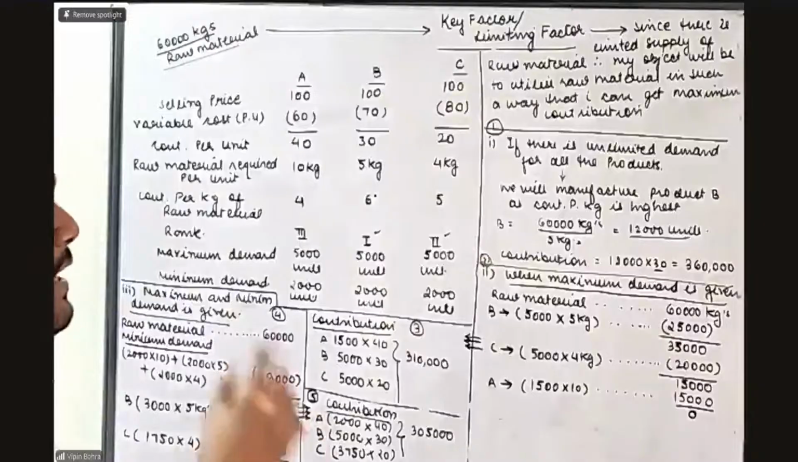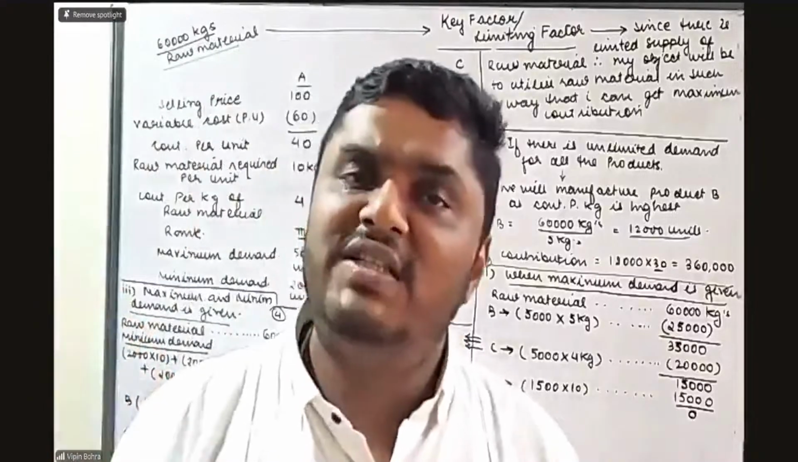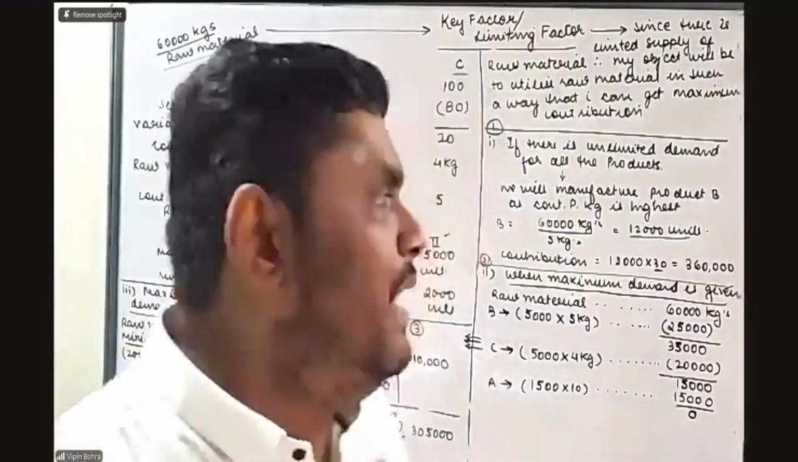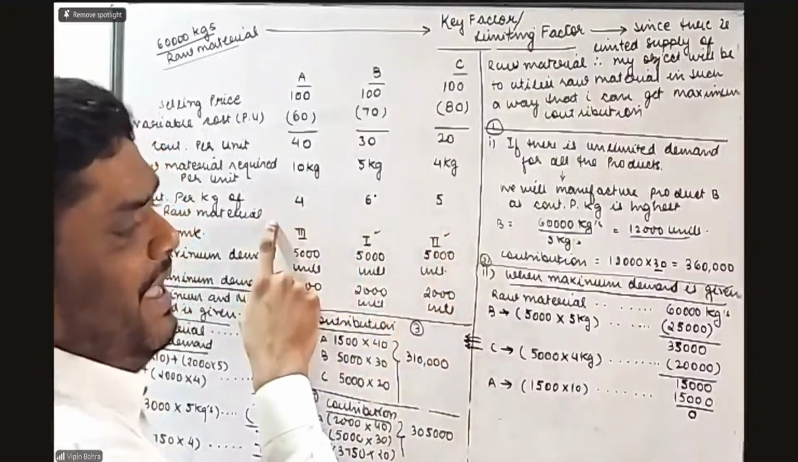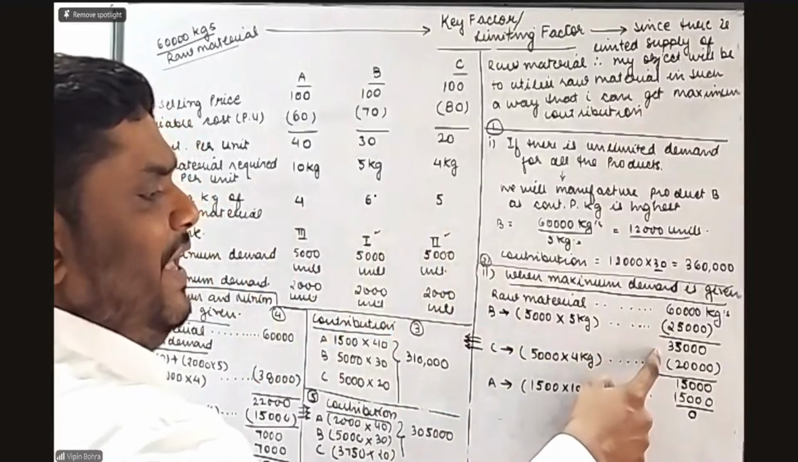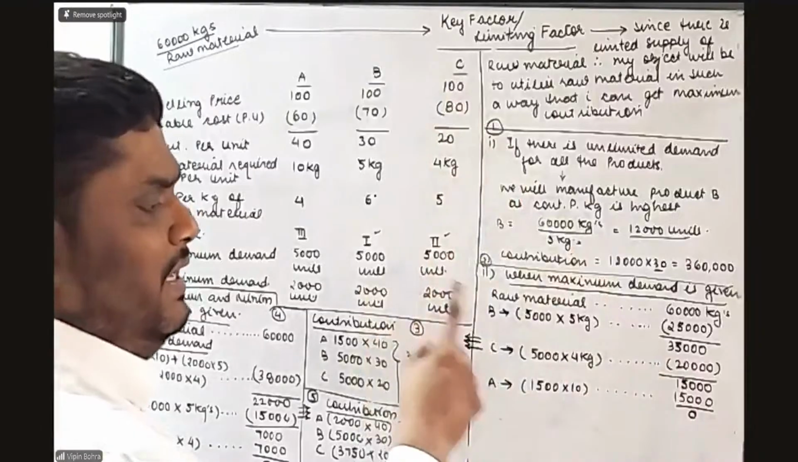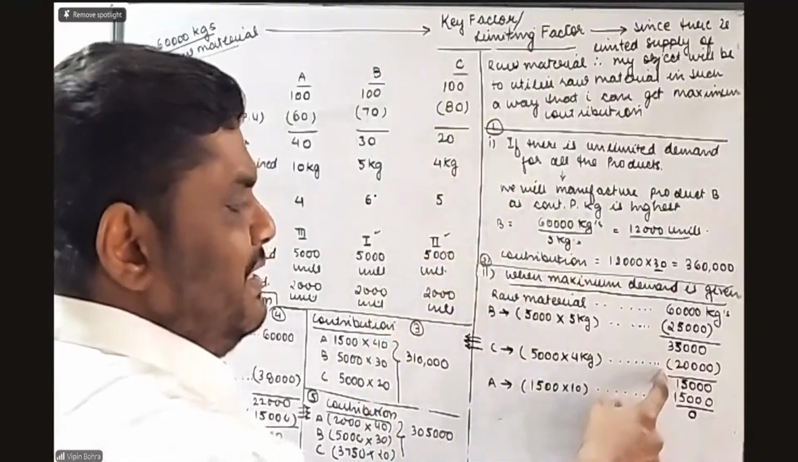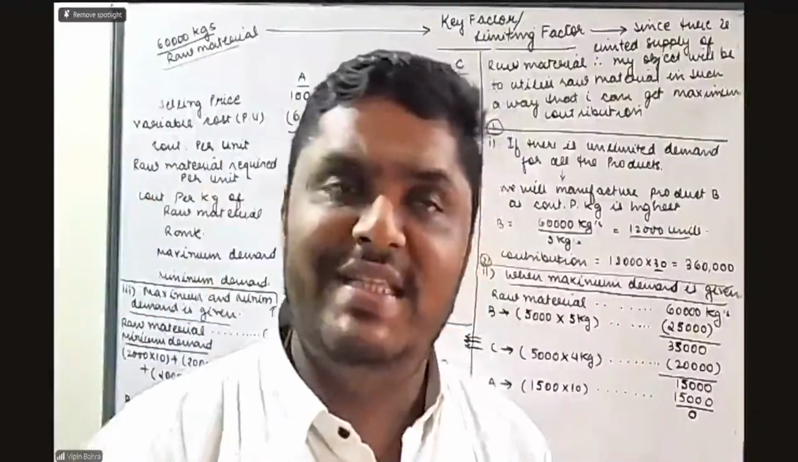Now the second point, if maximum demand is given, then at the most we can manufacture 5,000 units of a particular product. So first we will be manufacturing B, then C, and then A. So B, 25,000 kgs is utilized. Still we have 35,000 kgs. Then we will make product C. So 5,000 into 4, 20,000.